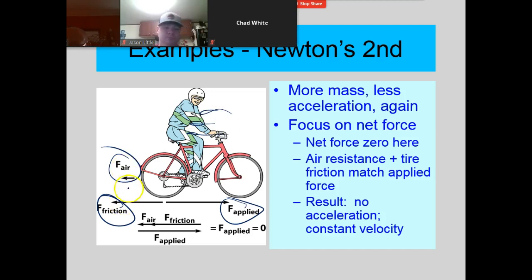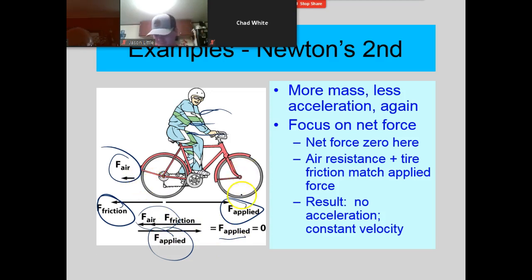But these two, if he's going at a constant speed, that means these two have to equal the applied force. Otherwise, it wouldn't be a constant speed. If he doesn't have enough applied force, it's going to be slowing down. If he has too much, it's going to be speeding up.